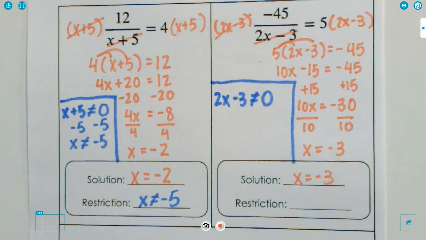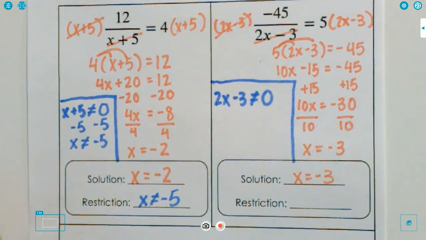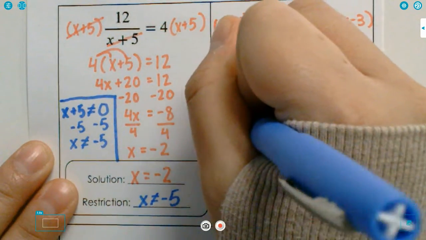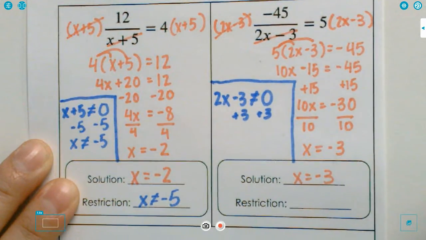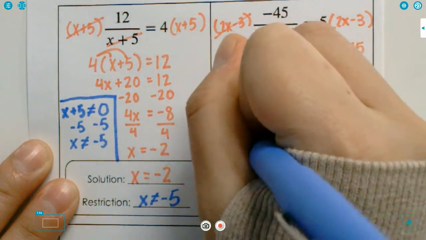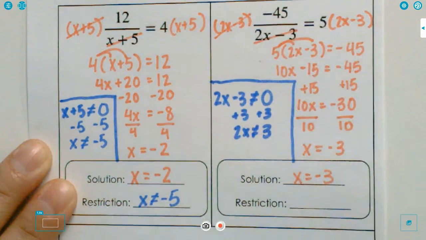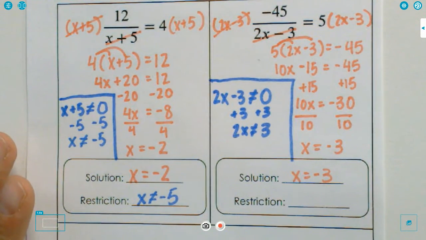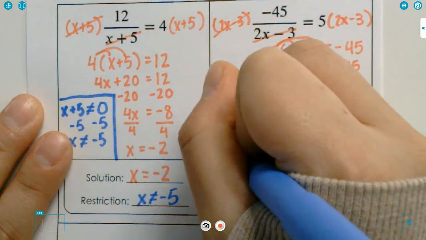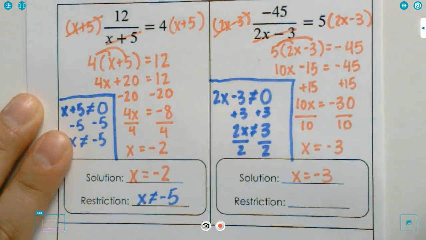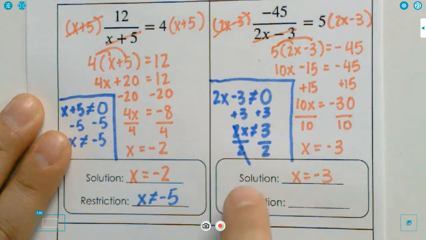In order to solve this one for x, since we have the 2 and the minus 3, it's going to be one more step this time. We're going to add 3 to both sides. We'll get 2x cannot equal 3. And then we'll divide both sides by 2. The 2's on the left will cancel. And I will be left with 3 over 2.